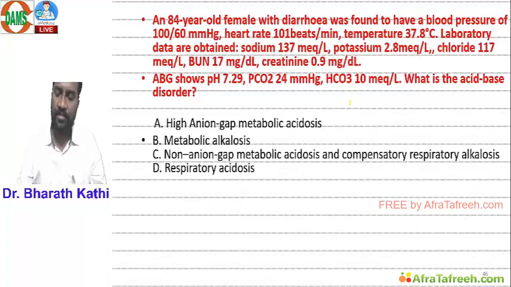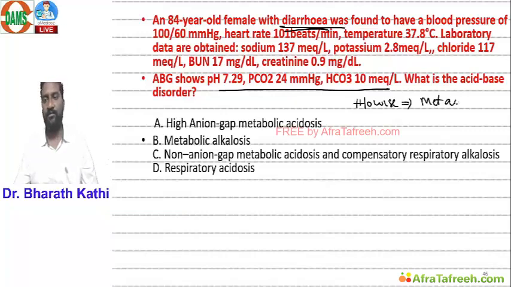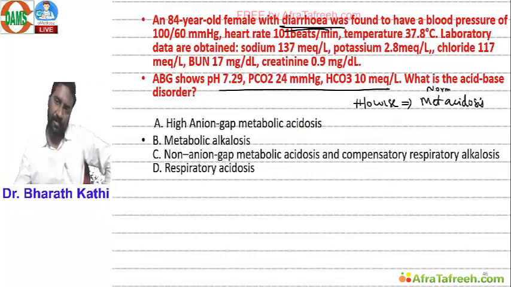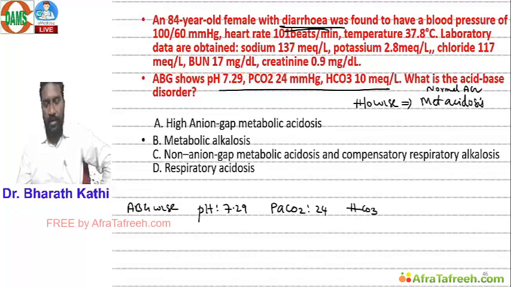Let us conclude with one last question. An 84-year-old female with diarrhea; the vitals and ABG are given. Once again, history wise, what will diarrhea cause? A simple metabolic acidosis. When I just write metabolic acidosis, it means mostly it is normal anion gap. ABG wise, pH 7.29, PaCO2 24, bicarbonate 10.